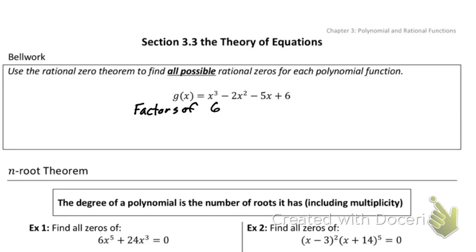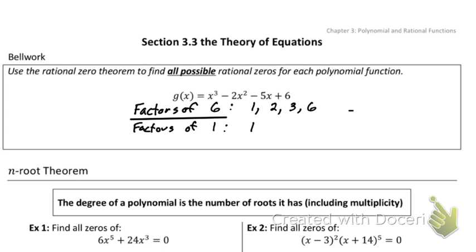We're going to take all of our factors of 6, and we're going to put that over factors of 1. So in other words, factors of our constant divided by factors of our leading coefficient are our possible rational zeros. The factors of 6 are going to be 1, 2, 3, and 6. Factors of 1 is just 1.